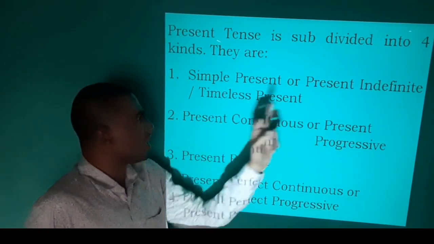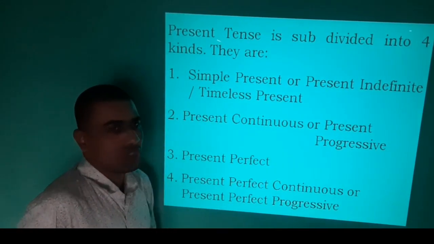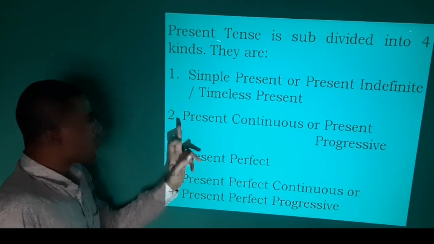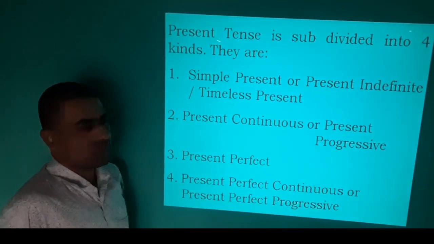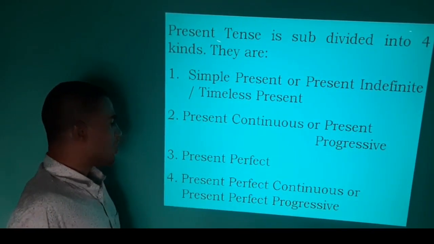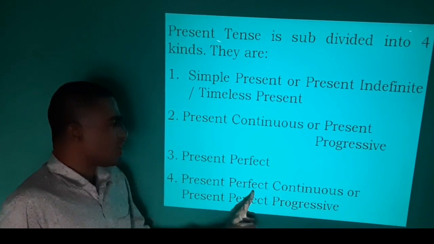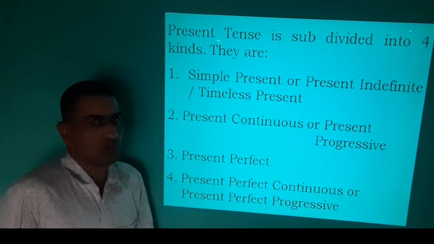Simple present or present indefinite or timeless present. So this is what we talk about. Present continuous or present progressive, second one. Present perfect, third one. And the fourth one is present perfect continuous or present perfect progressive.